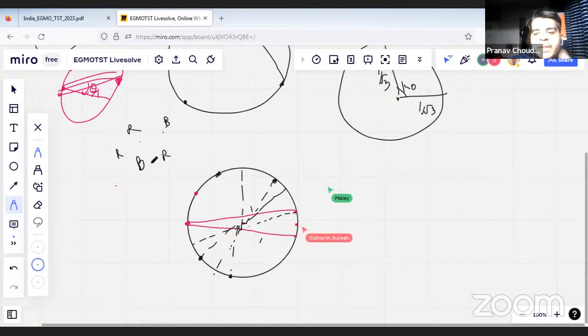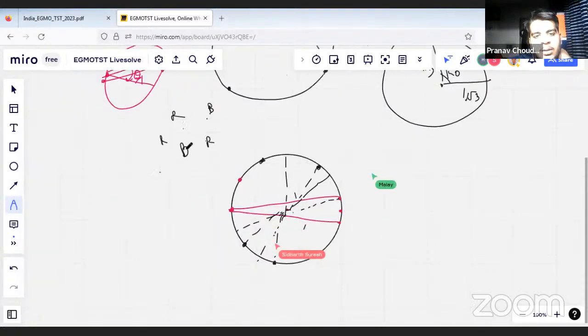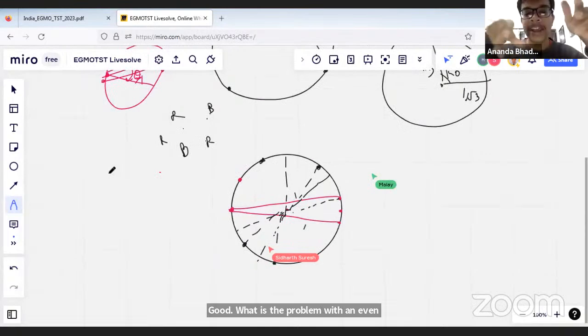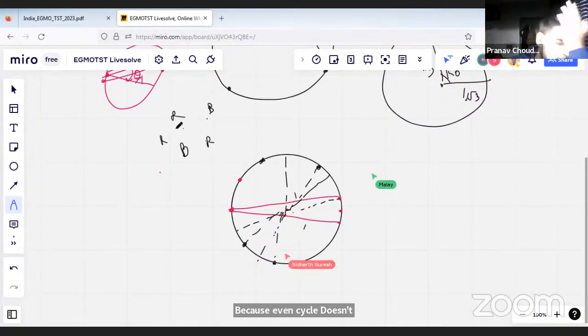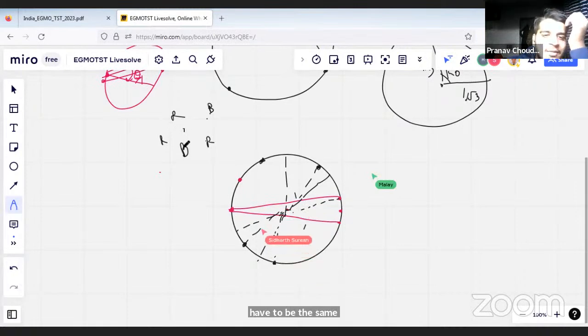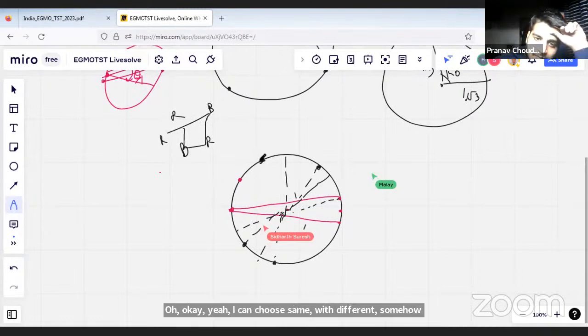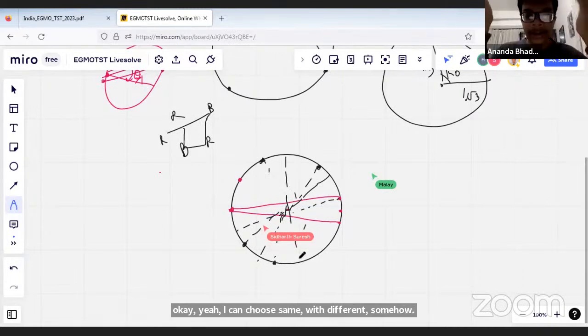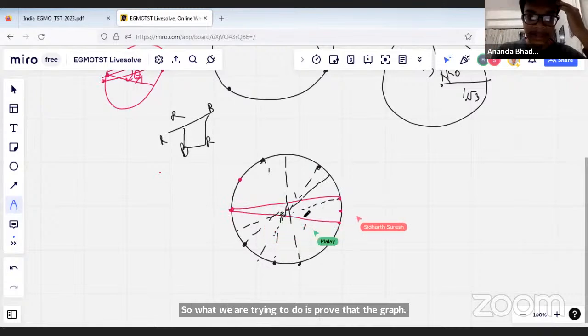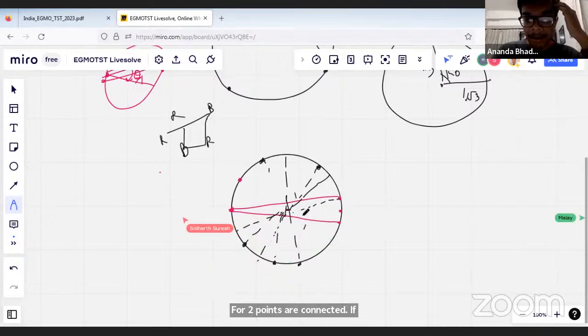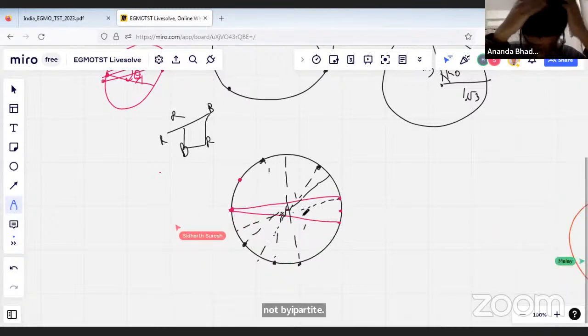Wait, what is the problem with an even cycle? Because an even cycle doesn't guarantee that the 2 points have to be of the same color. Oh, okay. Yeah, I confused same with different somehow. So what we are trying to do is prove that the graph where 2 points are connected if they have unit distance is not bipartite.